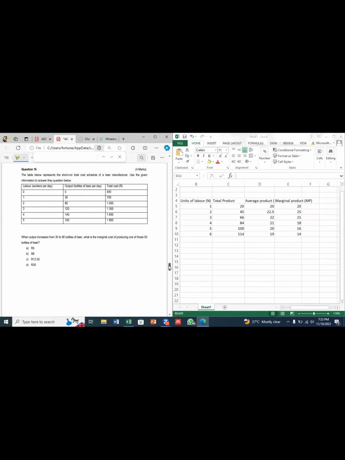16, the table below represents the short-run total cost schedule of a beer manufacturer. Use the information to try and answer below, with labor and output. When output increases from 30 to 50 bottles, what is the marginal cost of producing one of these 50 bottles? Like I've stated when I was talking about marginal product, you have to divide by the change in the unit that is being produced at that particular point. So in this instance, we are now using the output as our change in the elements there. We've been told that when it changes from 30 to 80, what is the marginal cost of producing 50 bottles of beer?